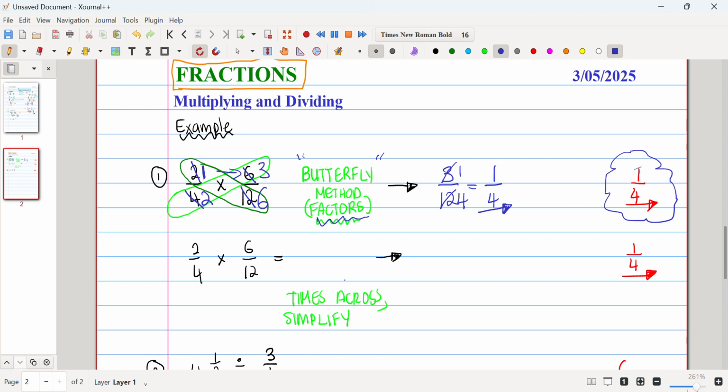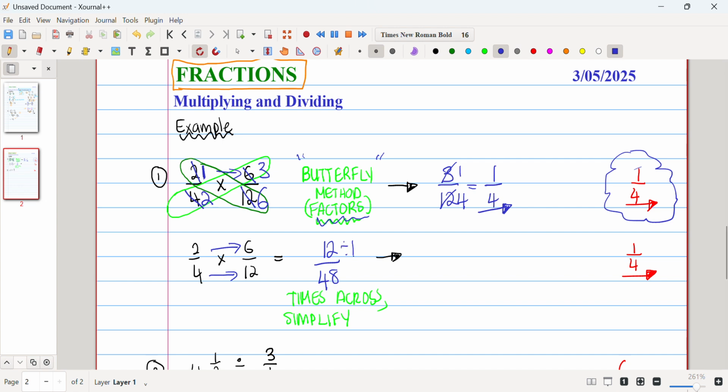The other way that you can do it is if you first times across horizontally and then you simplify. So let's do that. 2 times 6 is 12, and then 4 times 12 is 48. Then you're going to ask yourself, is there a highest common factor between 12 and 48? Yes, there is, and it is 12.